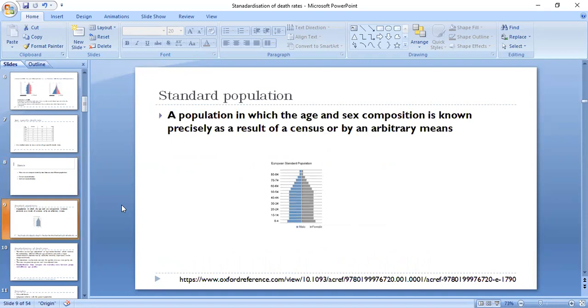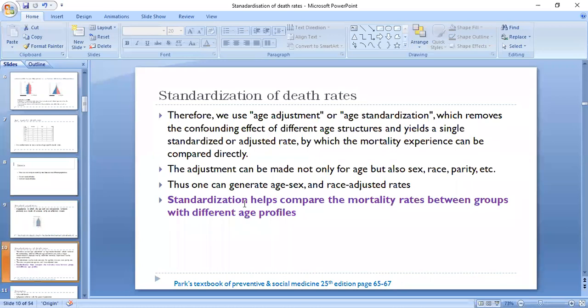Now, what is a standard population? A standard population is one in which the age and sex composition is known precisely as a result of a census or by arbitrary means. For example, the Pakistan population is known to be 22 million, and we also know the number of people in various age categories and its sex composition. So Pakistan's population is said to be a standard population.